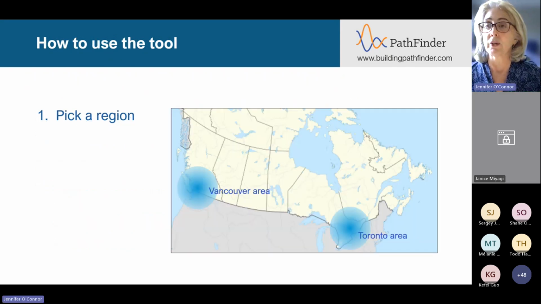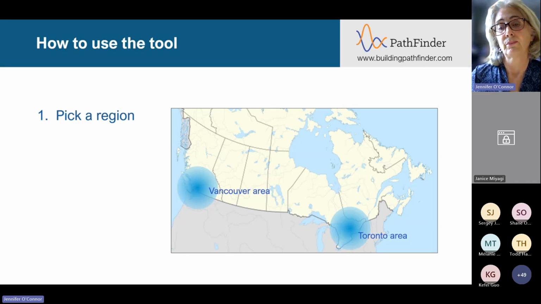Okay, how do you use the tool? Well, you're going to start by picking a region, either the greater Vancouver area or the greater Toronto area. The tool can be used in other regions. You would just want to bear in mind that as you get outside of these regions, the uncertainty of results would increase. And more regions will be added as funding allows.